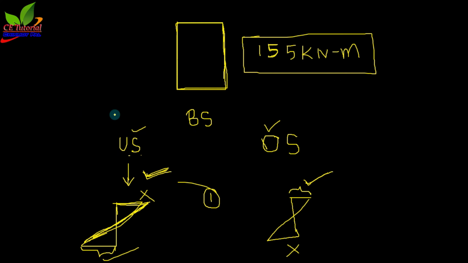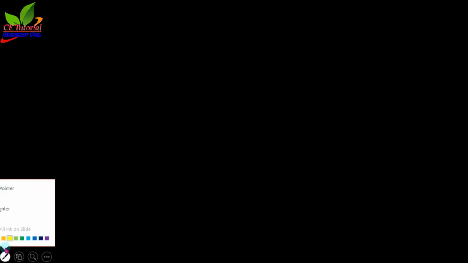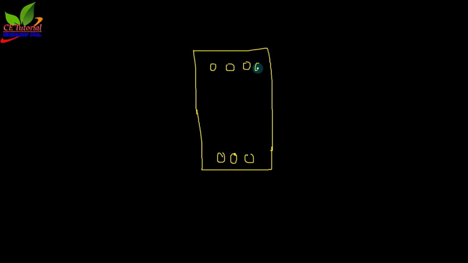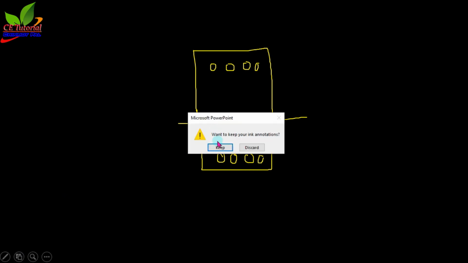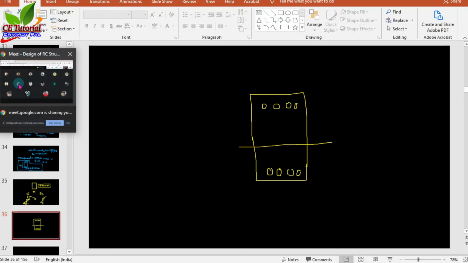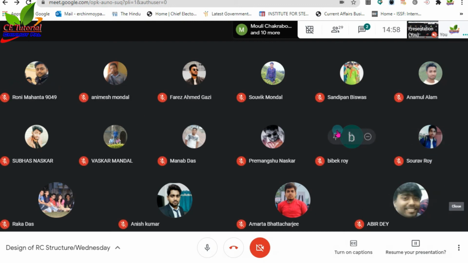In the next class I shall show you how to design the doubly reinforced section. Doubly reinforced section means we have reinforcement in the tension side and also in the compression side. How you can design the doubly reinforced section, what should be the formula, I can start from the next class. So now I shall stop here. If you have any doubt, you can tell me now.